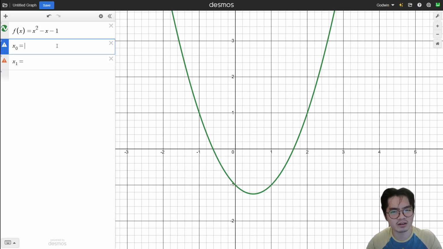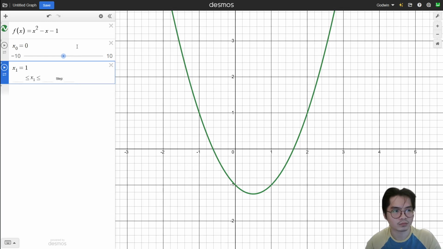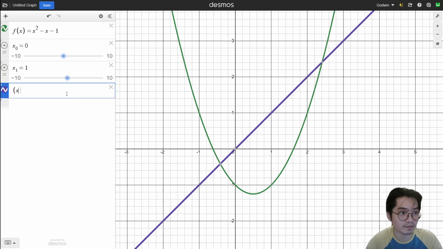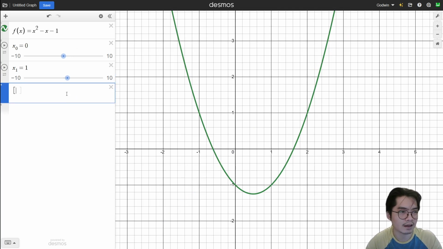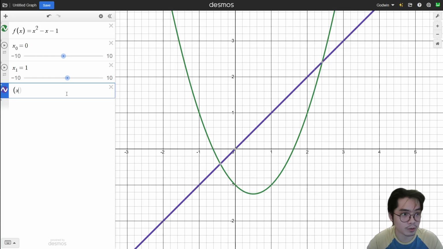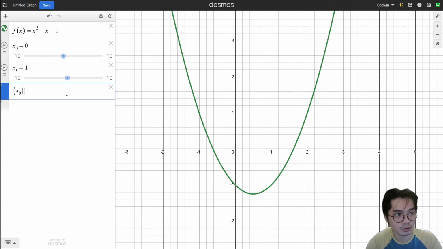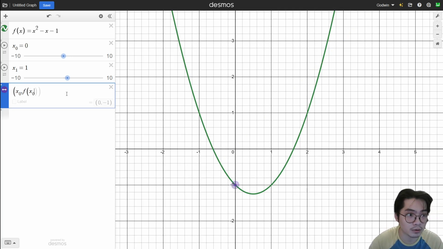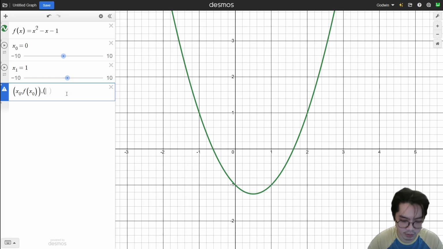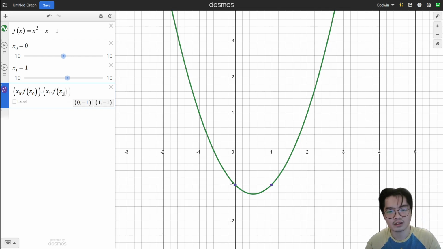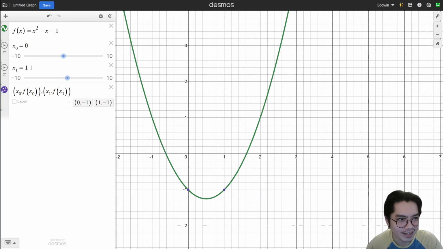Let's have here 0 and 1. Okay. And then let's graph here x. How am I supposed to do this? x sub 0, x0, f x0. There you go. Then you will have x1, f x1. Okay, never mind. They are going to create a horizontal line that's not going to intersect with anybody.